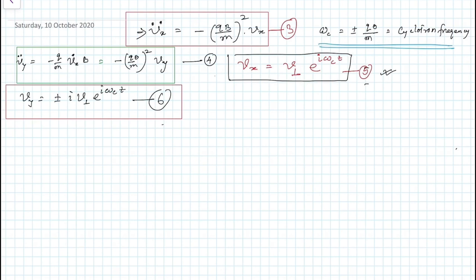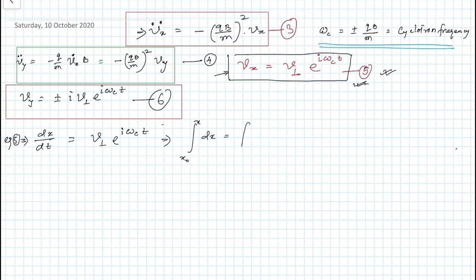Okay, now from equation number 5, you see Vx can be written as dx by dt. So dx by dt is equal to V perpendicular e to the power i omega c t. Okay, now let us integrate both sides from x naught to x.